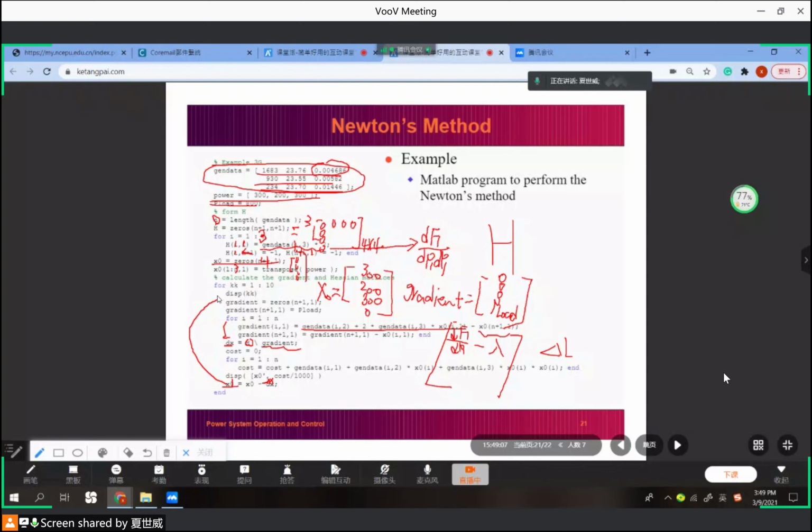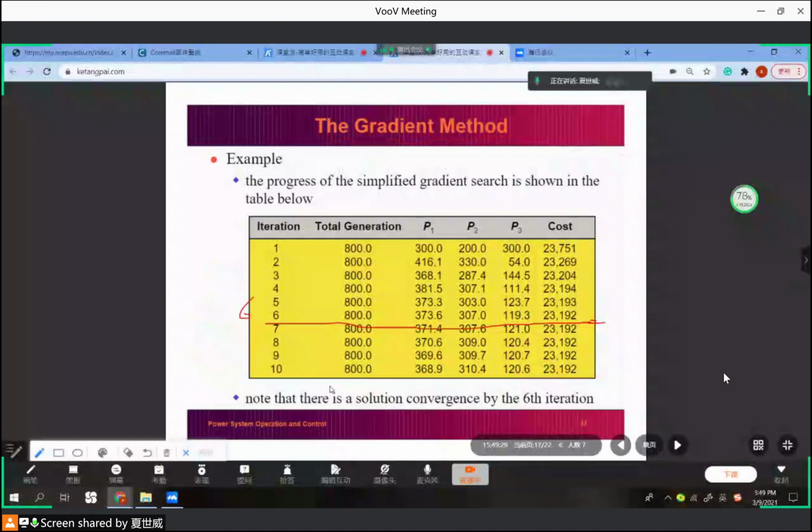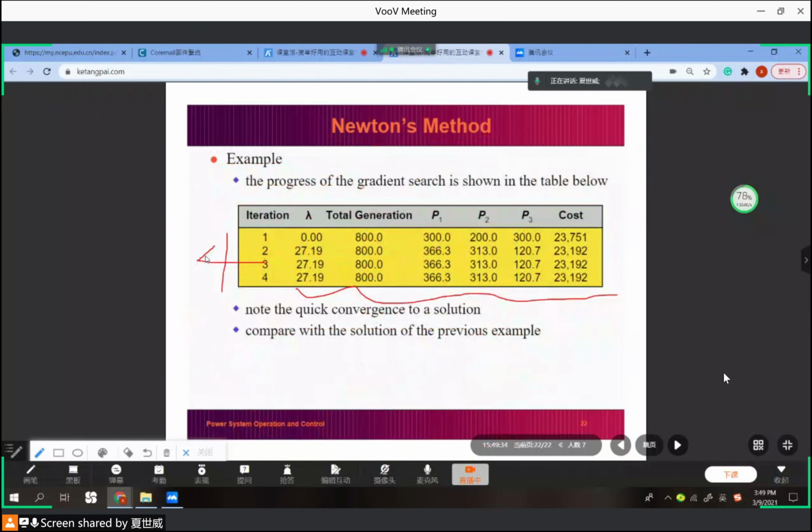For this, you will return back to here, and iterate for 10 iterations, you will get the solution. Okay. So based on this, you will get the solution like 1, 4, 2, 3 iterations. So for this Newton method, you only have to cost 4 iterations and you will get the solution. For the previous gradient-based method, you have to cost 6 iterations. So that means the Newton method can converge faster than gradient method. Okay. So compared with the previous example, the Newton method can converge fast. Okay. That's all for today's class.